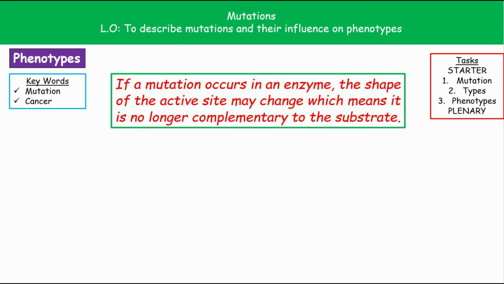If a mutation occurs in an enzyme, then as we've said, the three-dimensional structure of the protein is changed. Now that means that the shape of the active site could change, and that means it's no longer complementary to the substrate. So the substrate can't bind to the active site because they're different shapes to one another. The enzyme can't work.